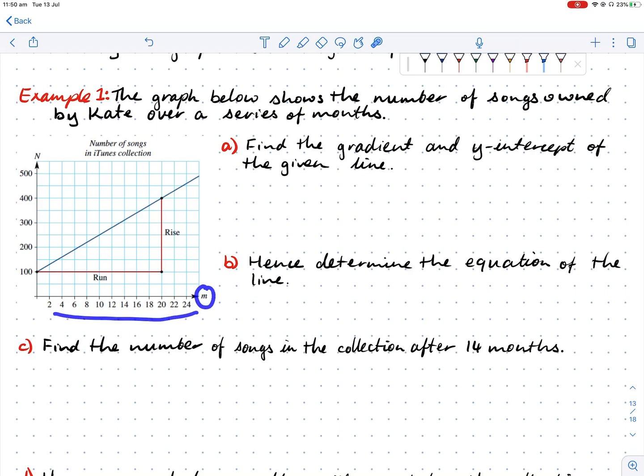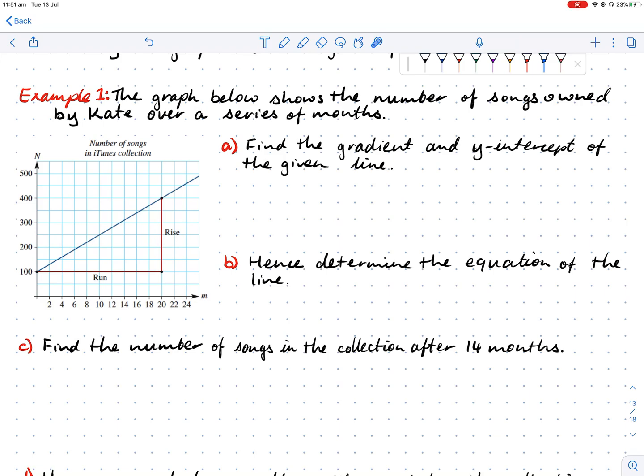Just note the variables on your x and your y axis are a little bit different, okay? And they're different so that when you're writing your equation, you know exactly what you're talking about. If you're using x and y, then you wouldn't know which one was the number of songs and which one was months. So at the moment, we're using M for months and capital N for the number of songs.